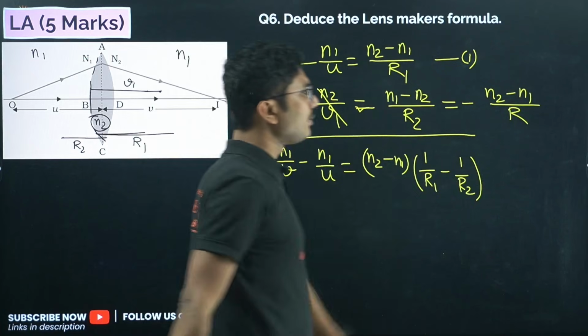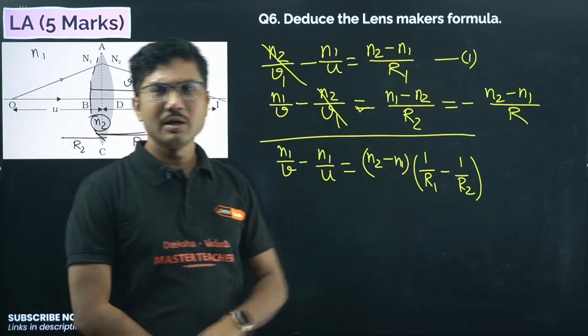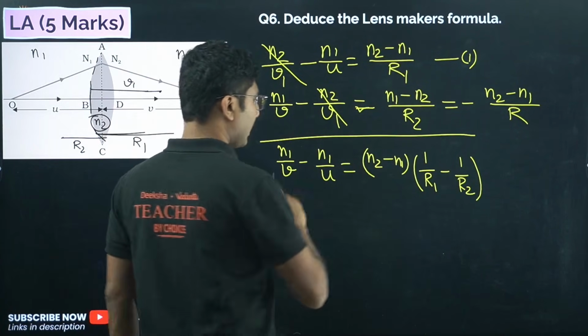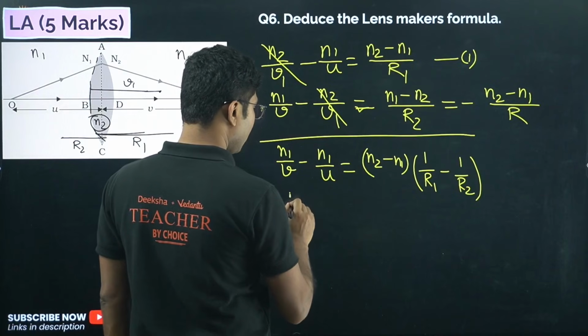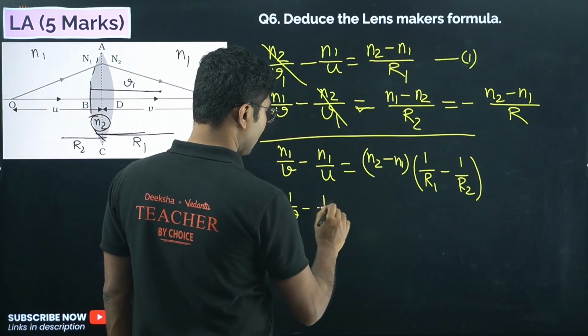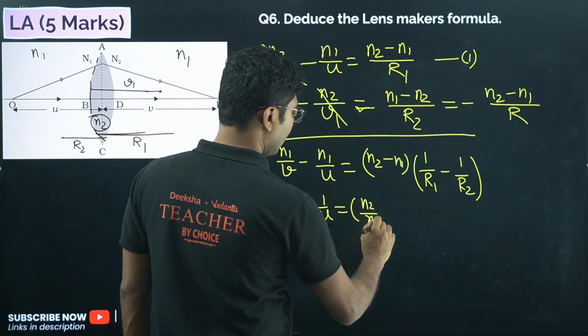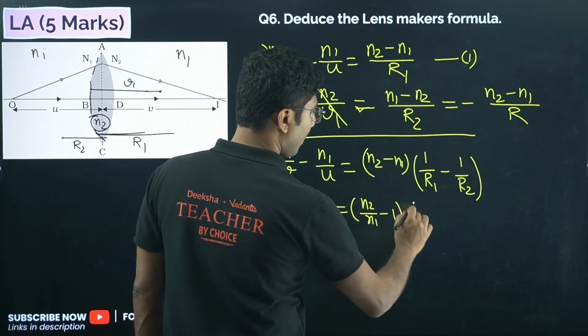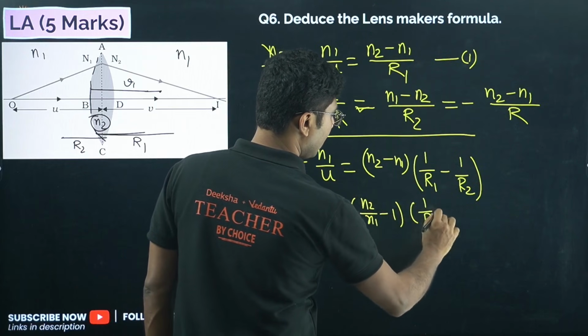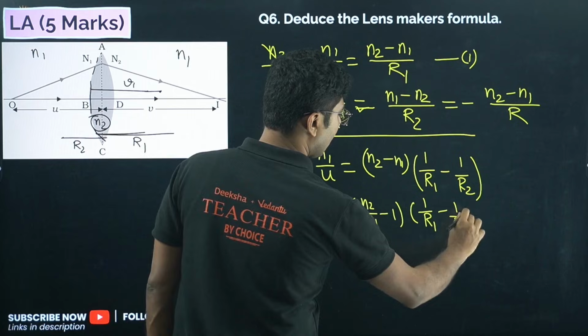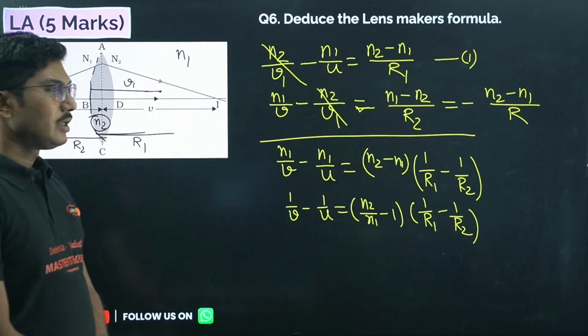Why have we done that? Because to match n2 minus n1 we have done it. Okay, now what? Now take this n1 common. We get 1 by v minus 1 by u equals n2 by n1 minus 1, upon 1 by r1 minus 1 by r2. So this is the formula.